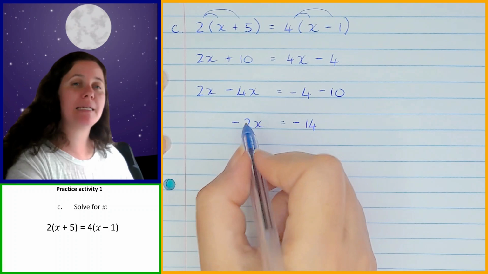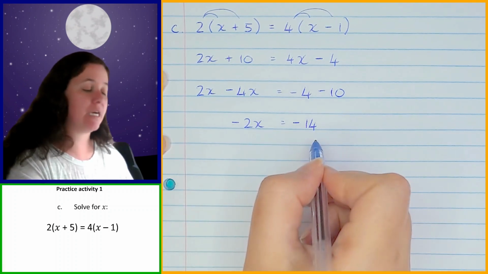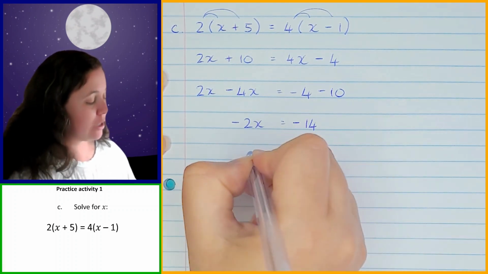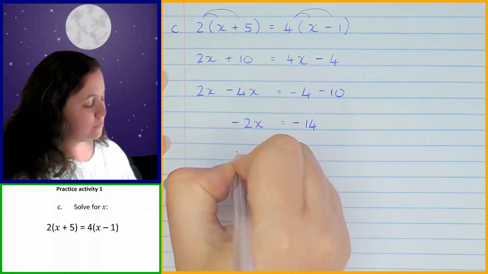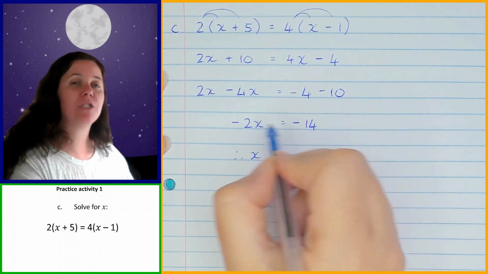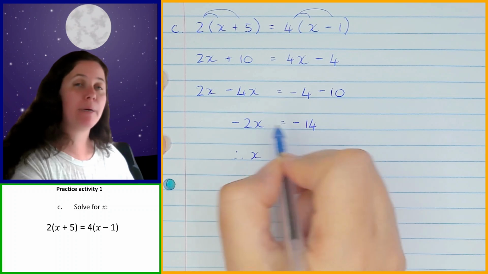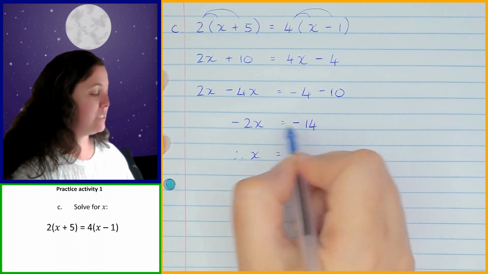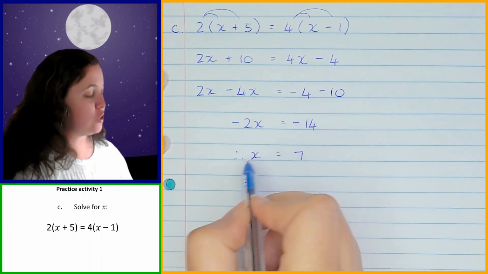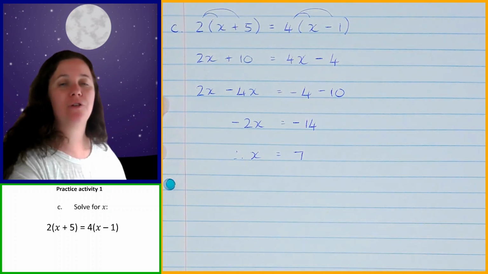And now I need to divide by negative 2 on both sides to isolate the x. So I have x equals negative 14 divided by negative 2, and negative divided by negative is positive, and 14 divided by 2 is 7. So you should have got x equals 7 for that question.